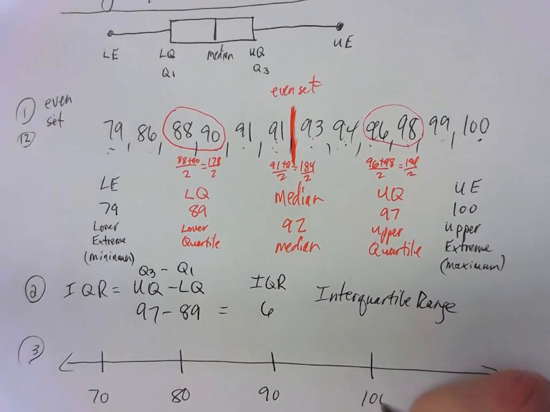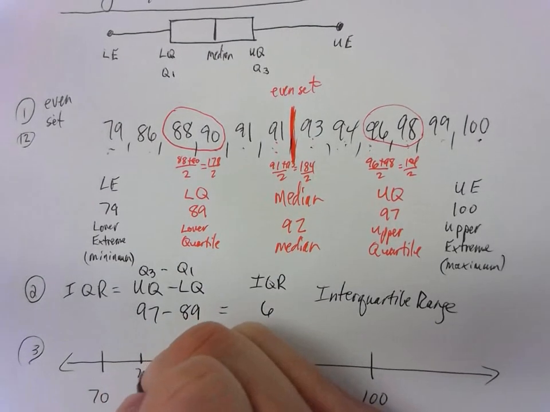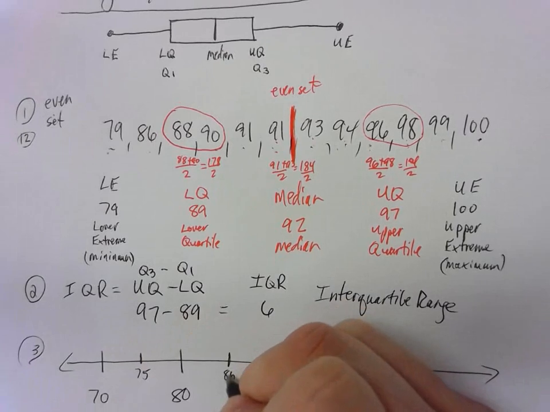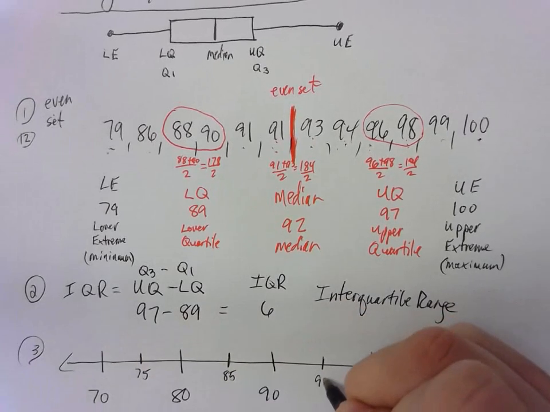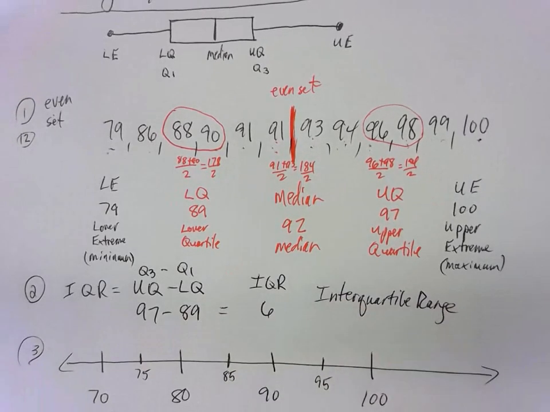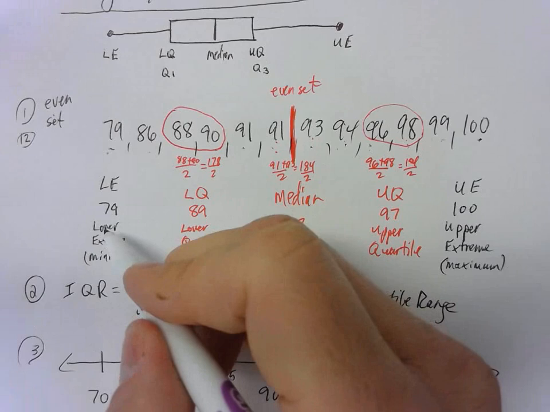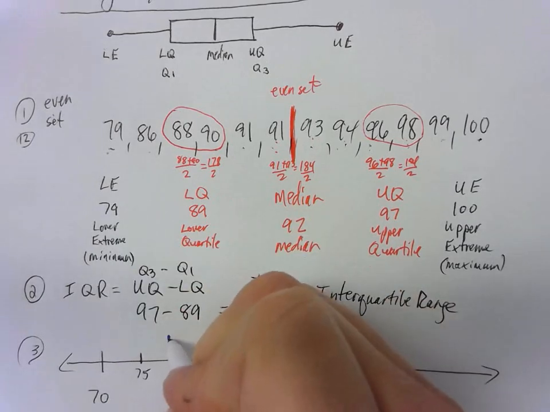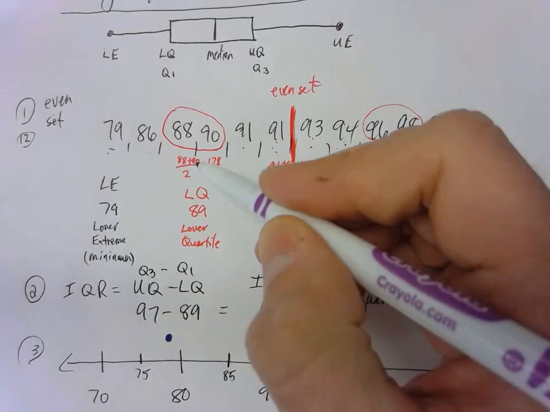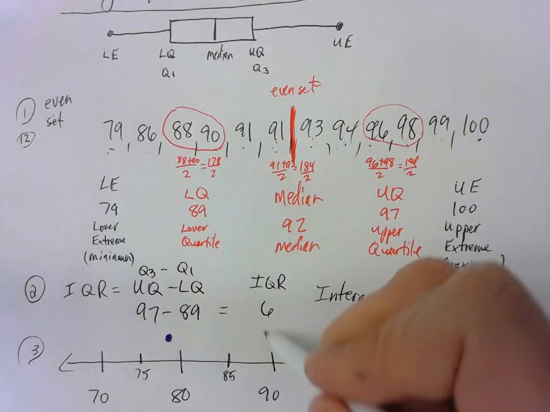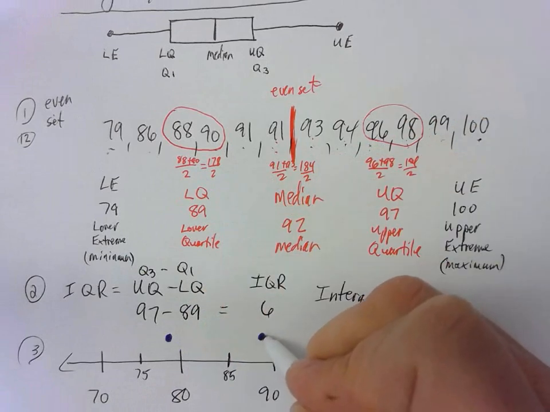And then that would be 75, 85, 95. Alright, and now we're just going to put them where they would go and make a little box plot here. So my lower extreme is 79, so I'm going to put a little dot where 79 would go. My lower quartile is 89, so I'm going to put a little dot about where 89 would go.